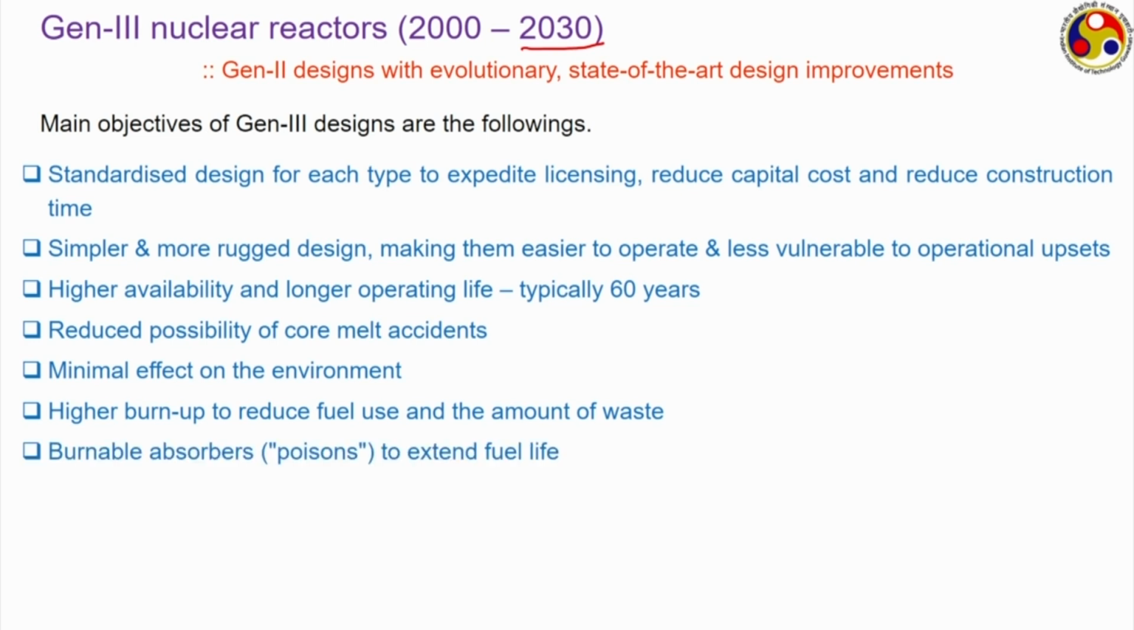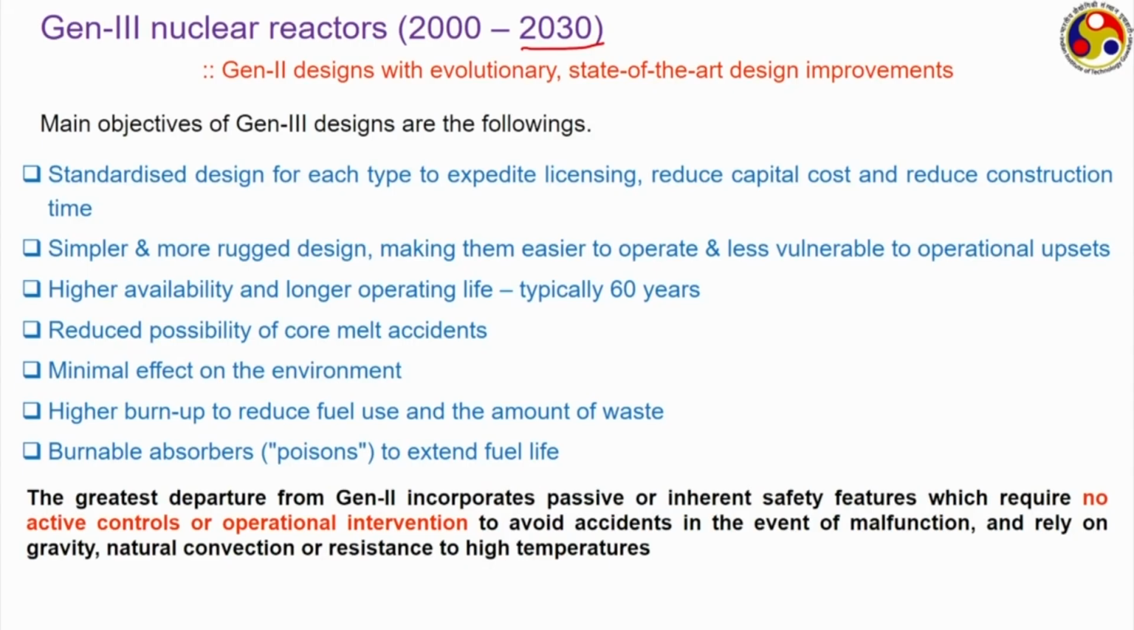Finally, the concept of burnable absorbers. I hope you remember from our previous module that along with control rods and chemical shims, burnable absorbers are also used to control the reactivity. The concept of these burnable absorbers came under generation 3 for the first time. The greatest departure from generation 2 is the incorporation of passive or inherent safety features, which do not require any kind of active control or operational intervention.